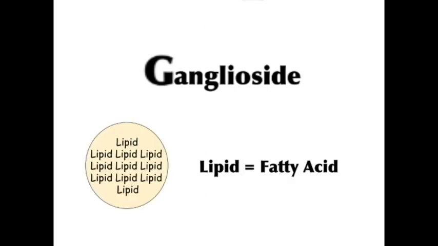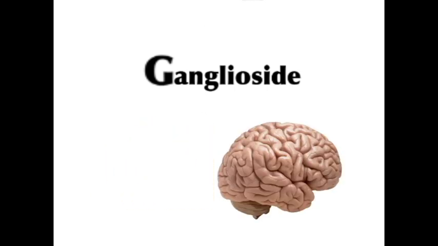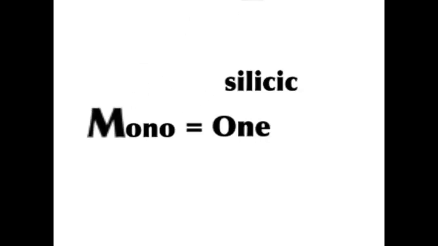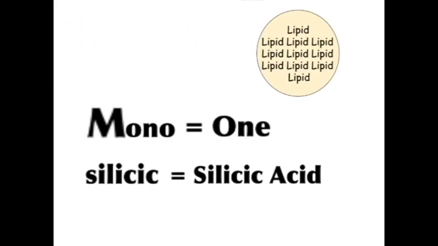GM2 is pretty complicated, but here's what it is in simple terms. The G stands for ganglioside. Gangliosides are basically a group of lipids or fatty acids in the brain matter. The M stands for monocylic, mono meaning one, and cylic meaning cylic acid, which is a type of acid found in lipids. The 2 in GM2 means it was the second monocylic ganglioside discovered. We'll get into when that was later.